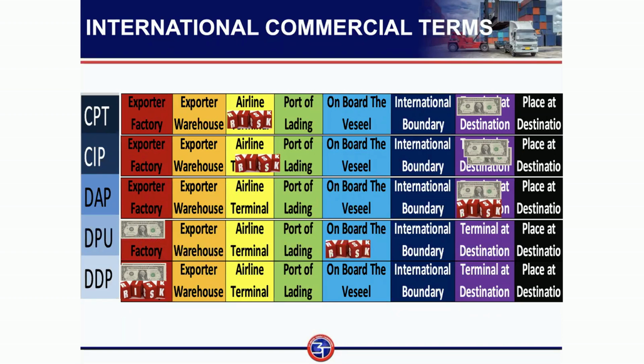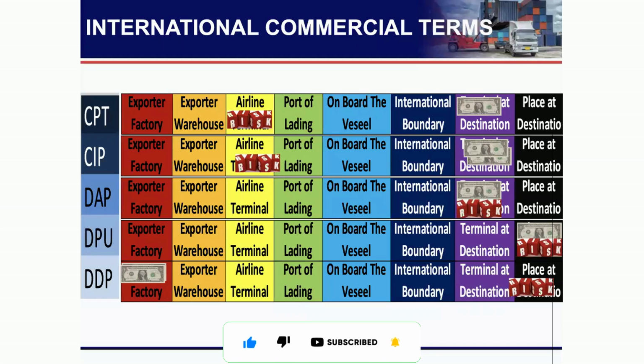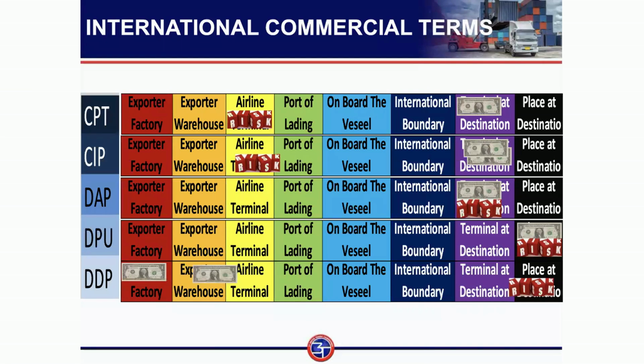DPU, the risk ends. Can you see it? Can you see where the risk ends? And then at a place. But look at DDP. The DPU is Delivered at Place Unloaded. But DDP, Delivered Duty Paid. The risk ends at this place, but the freight charge and duty payment end at destination.